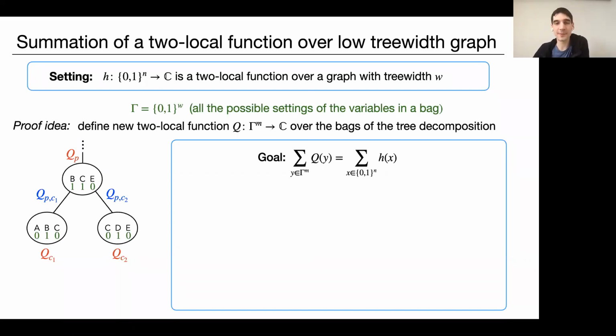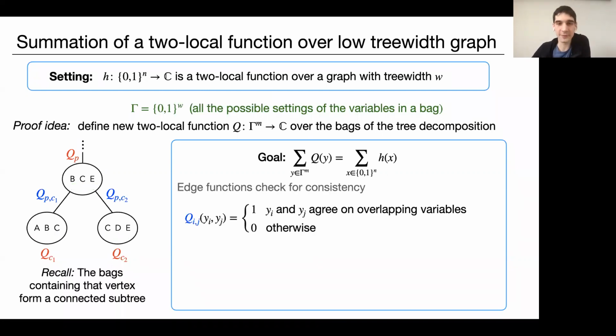But recall from earlier, you may immediately see a problem here, because more than one bag contains the same vertex. So we see here in this example that the vertex C has been assigned 0 in the bottom bags, but has been assigned 1 in the top bag. And there's no sense in which this variable assignment corresponds to a variable assignment to the original two local function, where the vertex C would only be assigned one value, either 0 or 1.